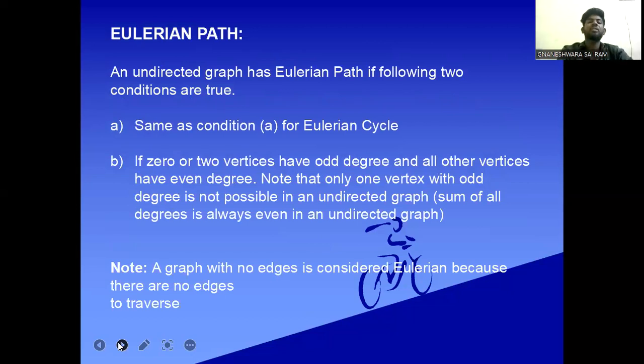Eulerian path. An undirected graph has an Eulerian path if two conditions are true. A: same as condition A of the Eulerian cycle. B: if zero or two vertices have odd degree and all the others have even degree. Note that only one vertex with odd degree is not possible in an undirected graph, since the sum of all degrees is always even. Note that a graph with no edges is considered Eulerian because there are no edges to traverse.